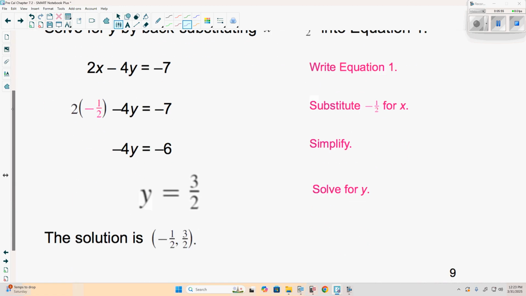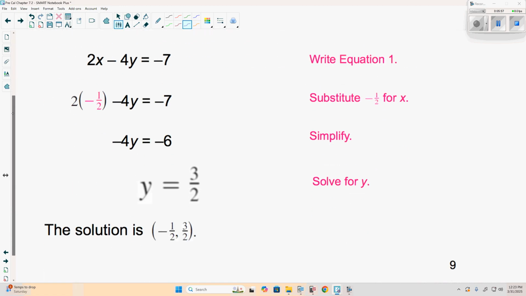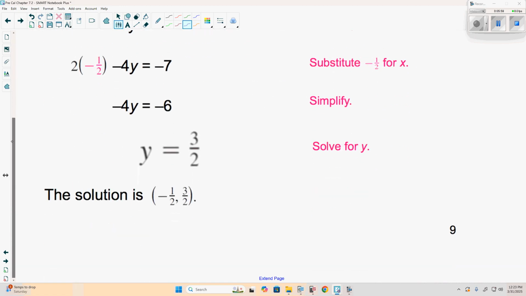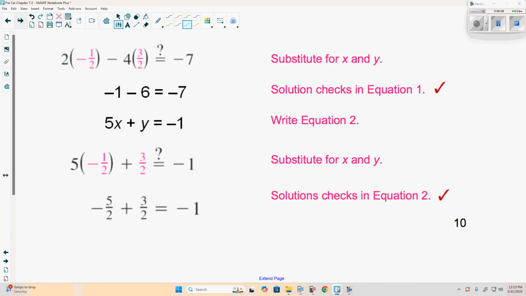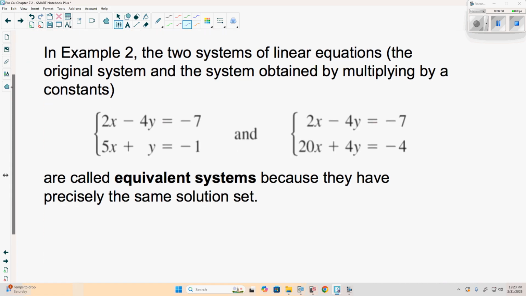Negative 1/2. Plug it back in, get y equals 3/2, and that's our answer. We feel pretty comfortable with this here. We can plug it back in and check.